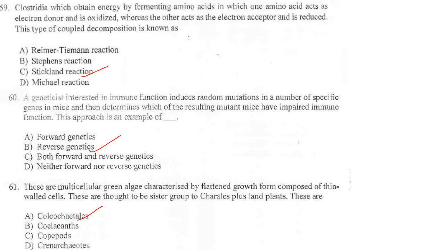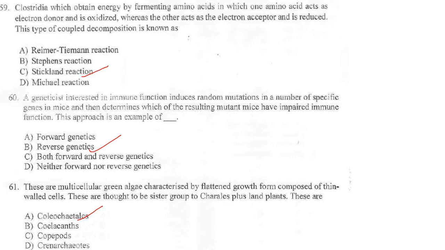Then Clostridia obtain energy by fermenting amino acids in which one amino acid acts as the electron donor and is oxidized, whereas the other acts as the electron acceptor and is reduced. This type of coupled decomposition is known as the Stickland reaction. A similar question was asked previously in the last two years. Okay, then a geneticist interested in immune function induces random mutations in a number of specific genes in mice and then determines which of the resulting mutant mice has impaired immune function. This approach is an example of reverse genetics. Now before coming to that, what is reverse genetics? It is an approach to understand the function of a gene.